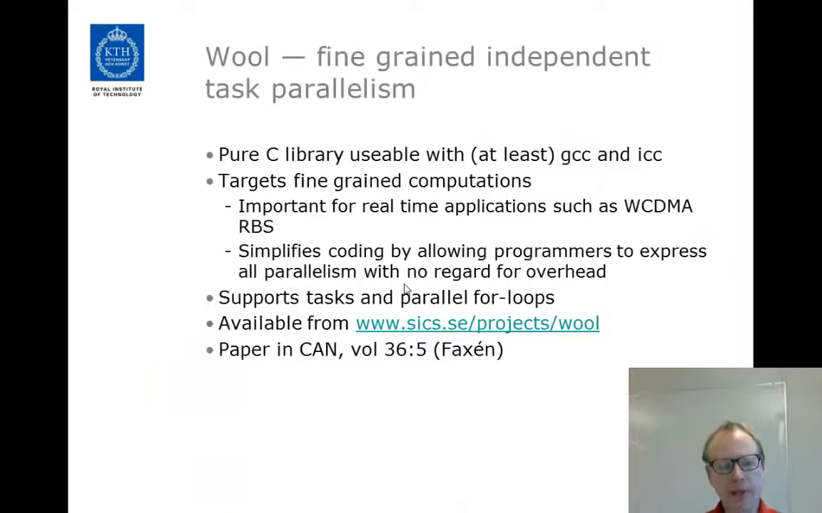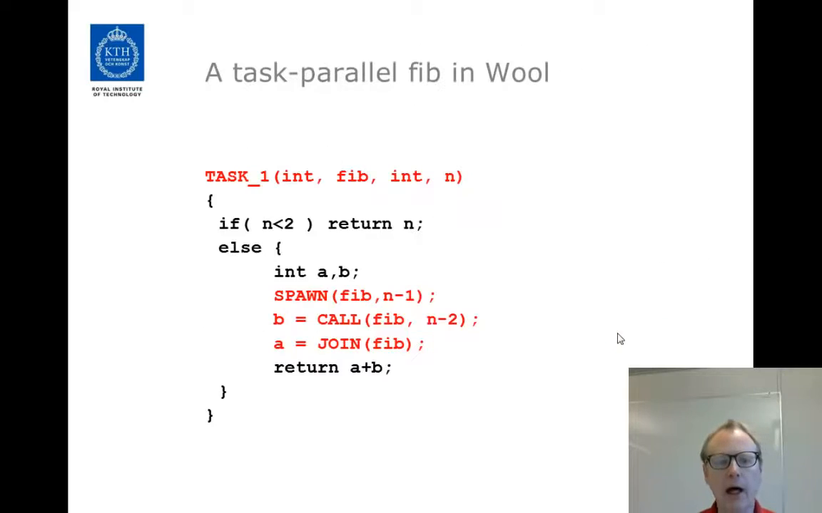First of all, I'm going to present just a little bit about a world-class task parallel implementation called Wool. This is a pure C library usable with all GCC compatible compilers and really targets fine-grained. It has a really major focus on fine-grained computations. And it supports tasks and parallel for loops, and if you would like to download it, here is the web link. And you can try it on.